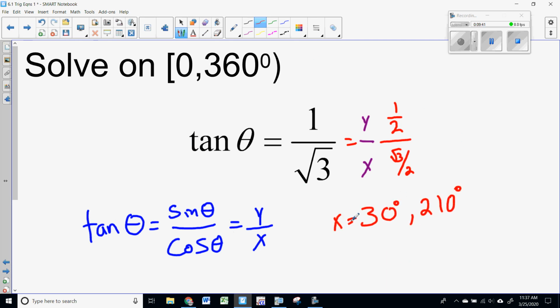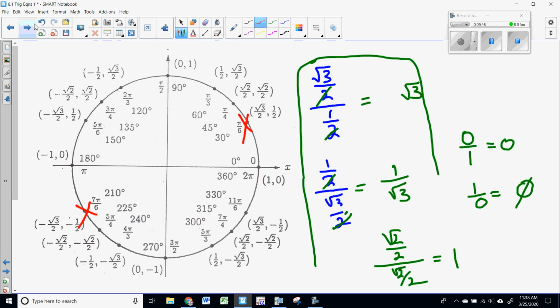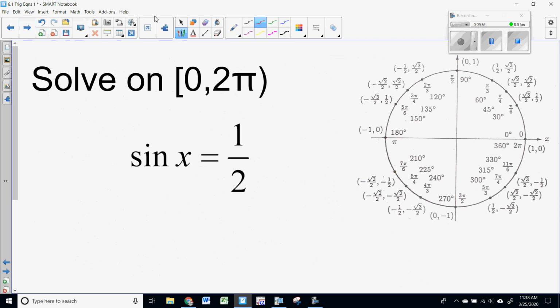So tangent's the one that gets a little tricky. If you just kind of think of this chart here of all these possibilities, it helps you think about where they're at. Now, that's if we're in degrees. Does it change much if we switch to radians?